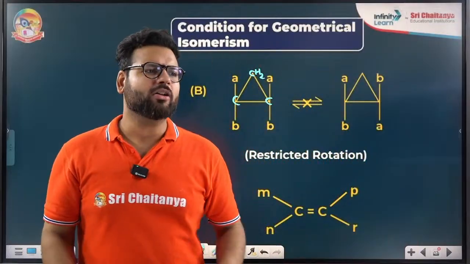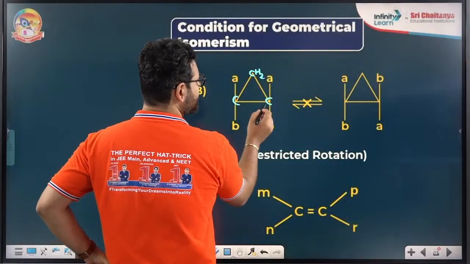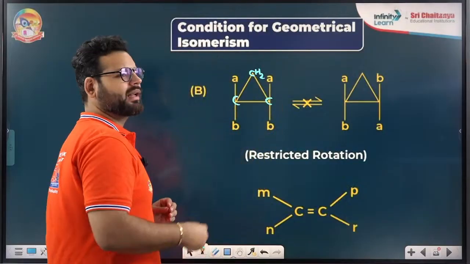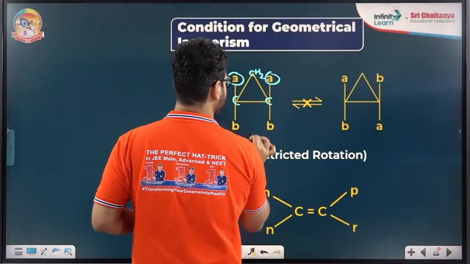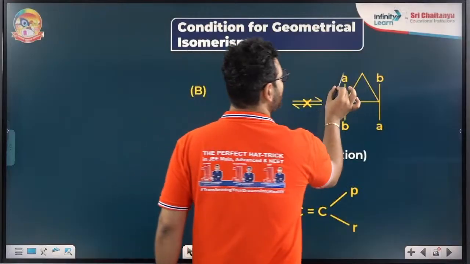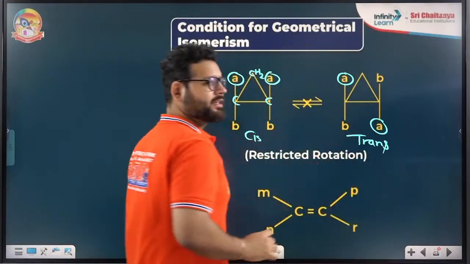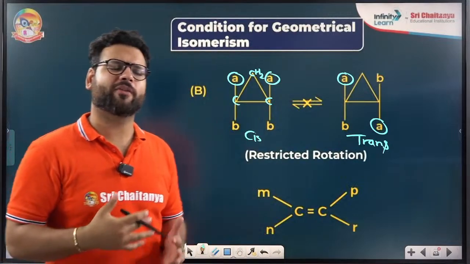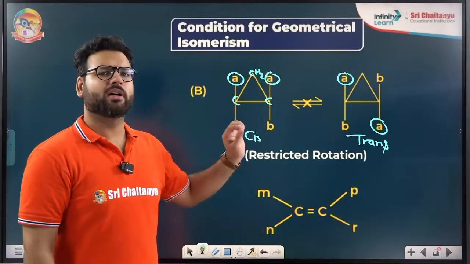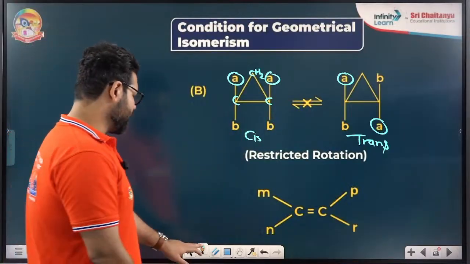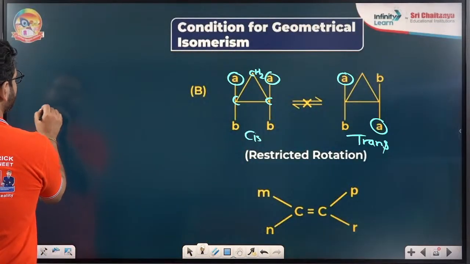In the ring also, in the same way, if this carbon carries 2 different groups and this carbon carries 2 different groups, then geometrical isomerism will start. If A and A are on the same side, it is cis. If A and A are on opposite sides, it will become trans. It is possible in a 3-membered ring, 4-membered ring, 5-membered ring, 6-membered ring, any ring you take. When the possibility is there, you must remember that the ring must be bi-substituted.